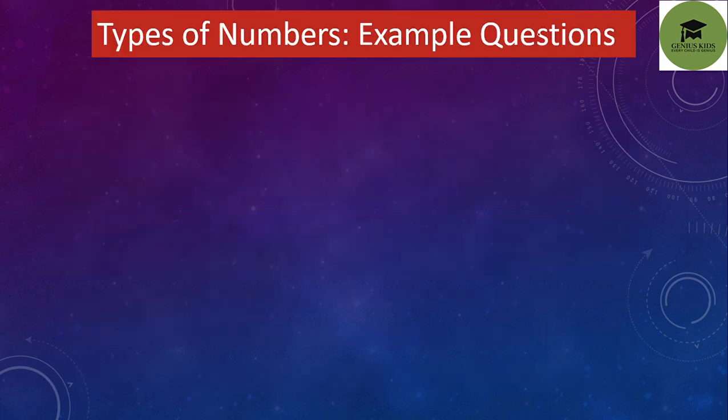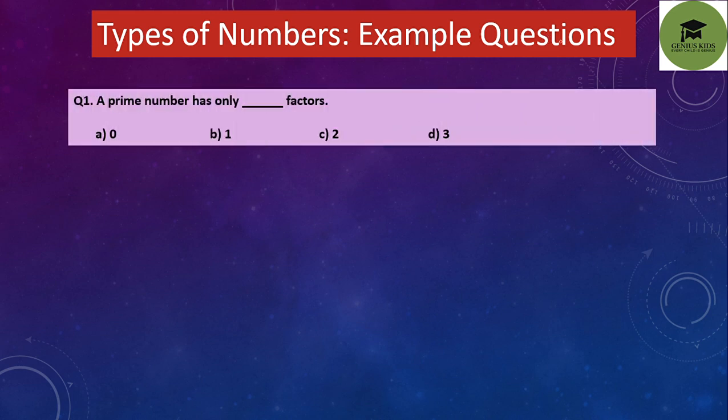Now let's go for some example questions. First one, a prime number has only dash factors. We know it. Yes, a prime number has only how many factors? 2 factors. Answer is 2 factors.